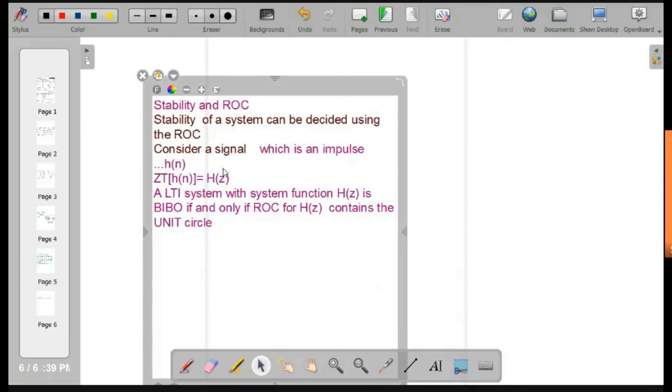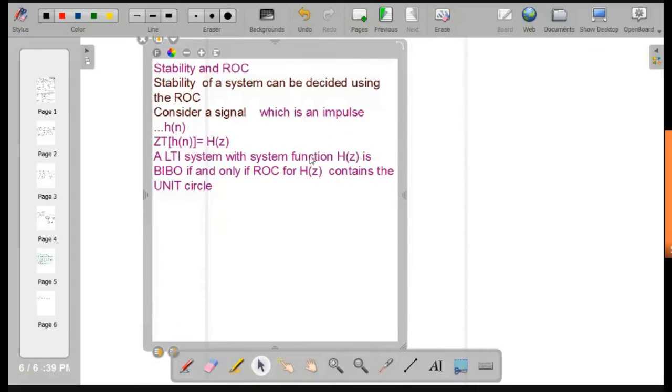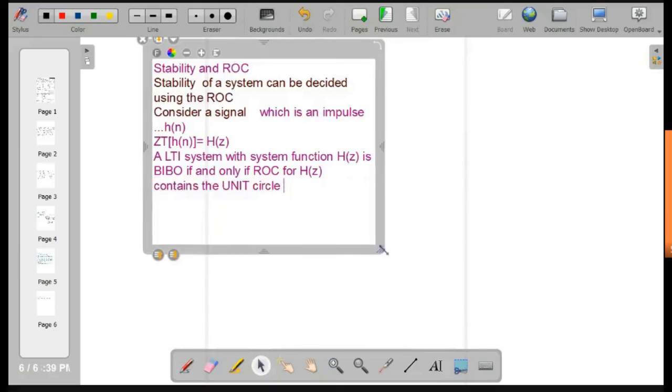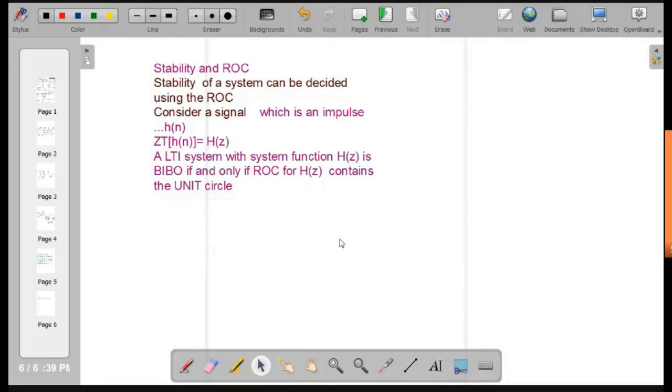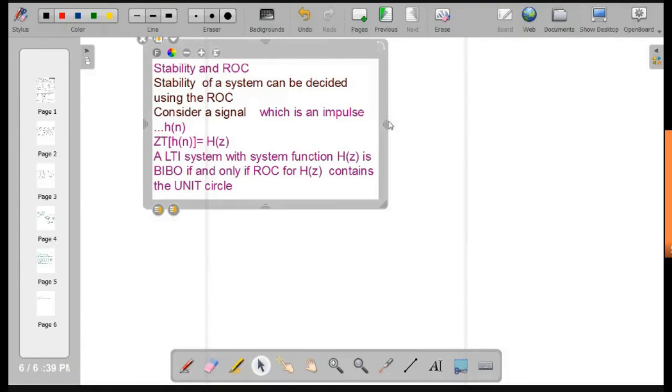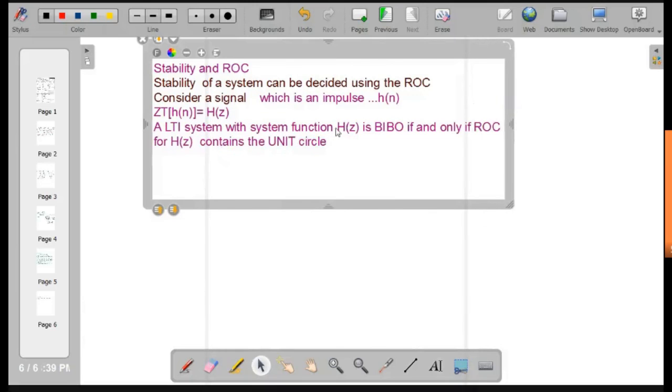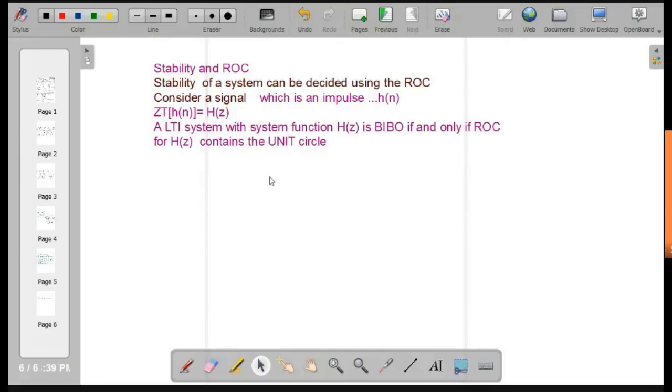So if you want to check the stability of a system, what you do is find the ROC of that H of Z and see if the unit circle is inside the ROC. It should contain the unit circle. It's very easy to understand. Let us see if it is clear. Okay, so this is very important. And now we will see whether it is really happening.